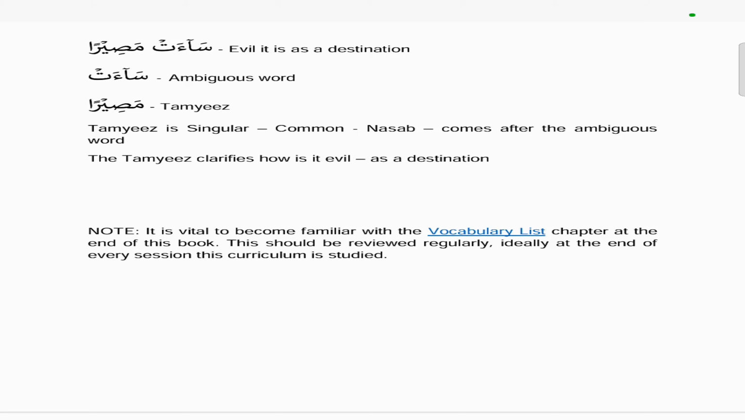As per usual, we always advise at the end of every chapter to go over the vocabulary of this chapter at the end of this book. Ideally, at the end of every session this curriculum is studied, so that your Arabic grammar knowledge increases with your vocab knowledge, inshallah.